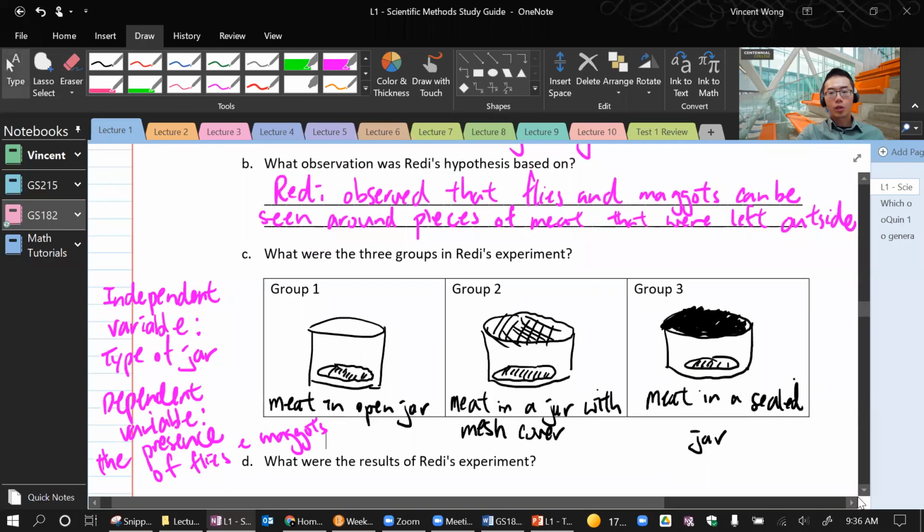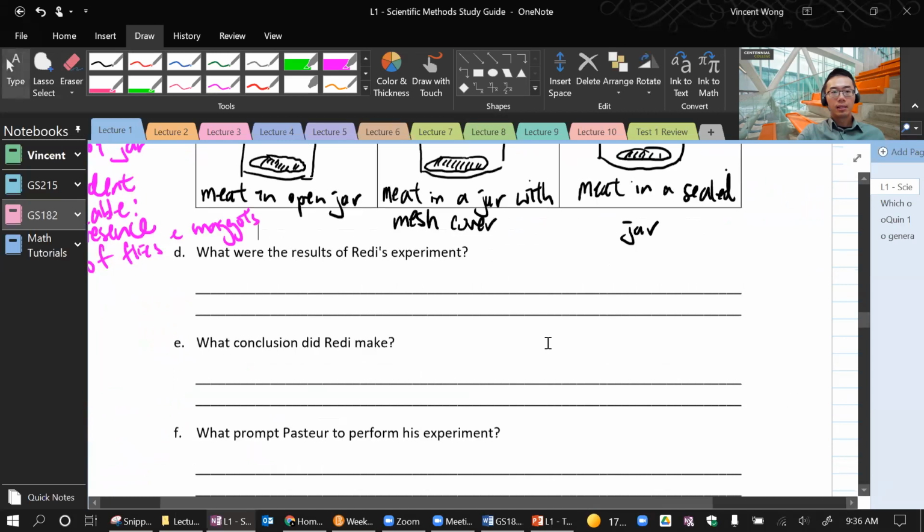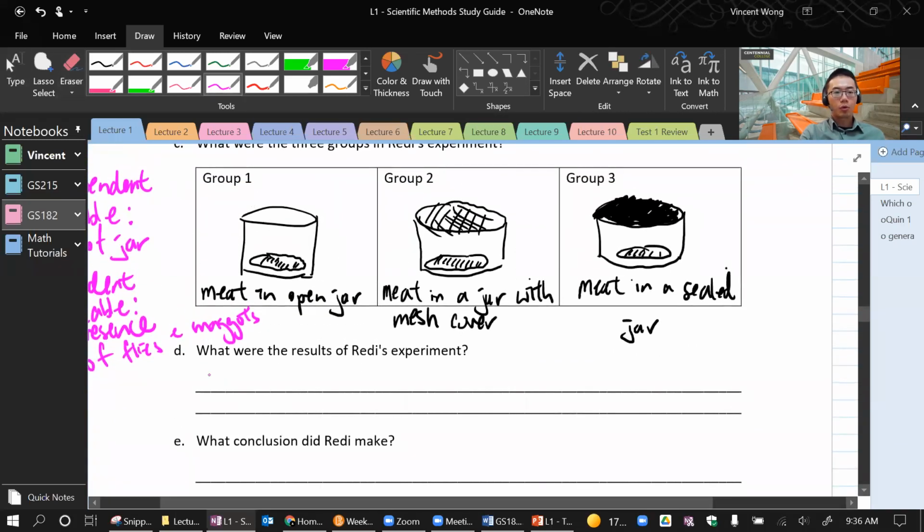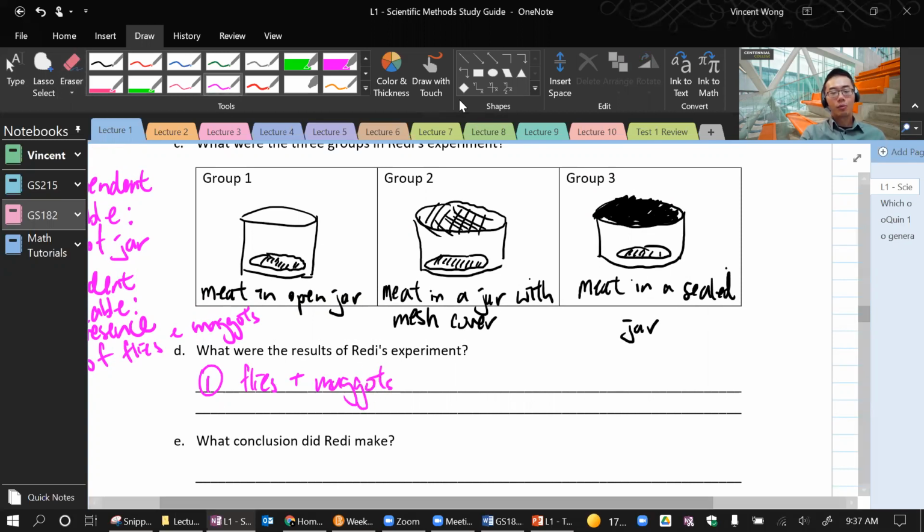So what were the results of Redi's experiment? We will have 3 groups. So group one, as you expected, flies plus maggots all over the place. It's one of the things I'm actually really scared of.